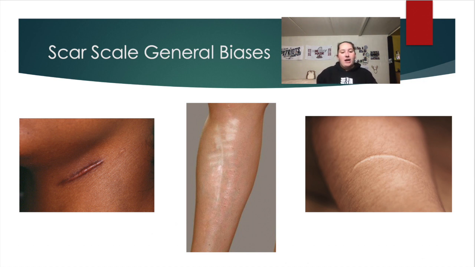So the hyperpigmentation and the color descriptors may not lend themselves well to darker or various skin tones. Yeah, I mean, you can even see some of these images. The same scar can look very different across a variety of skin tones.